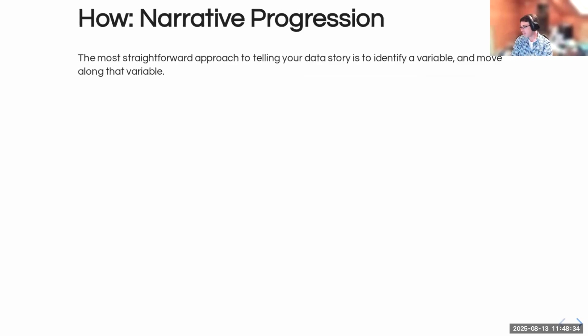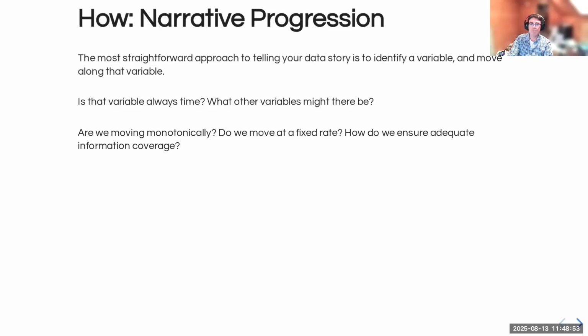how after putting this much time or effort into something, some metric changes. Or you might say this is what changes over time. And those two are not always the same, but they are often related. And you move along that variable where the narrative is keyed to an independent variable. It's not always time. There may be others. Do you always move monotonically? Do you move at a fixed rate?